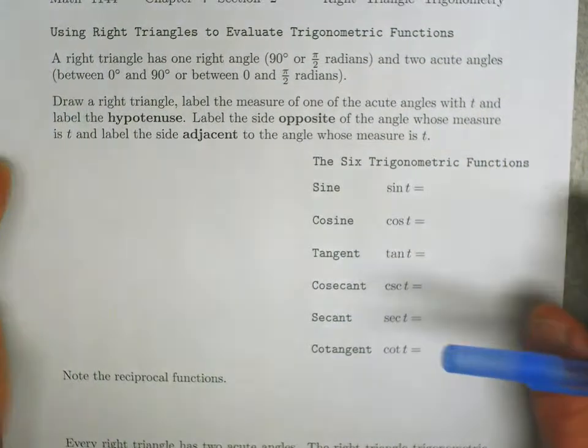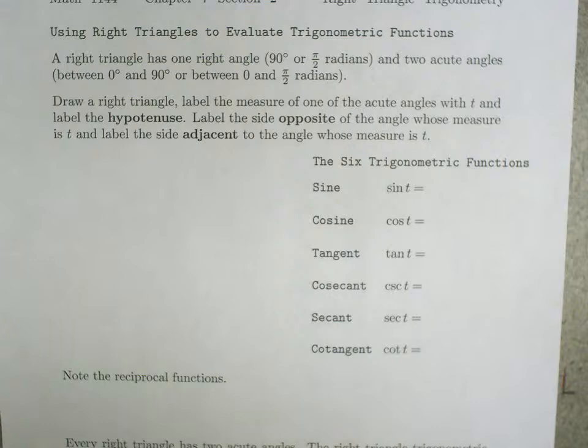Using right triangles to evaluate trigonometric functions. Okay, a right triangle has one right angle, which is 90 degrees or pi over 2 radians, and 2 acute angles. The acute angles are between 0 degrees and 90 degrees, or between 0 and pi over 2 radians.